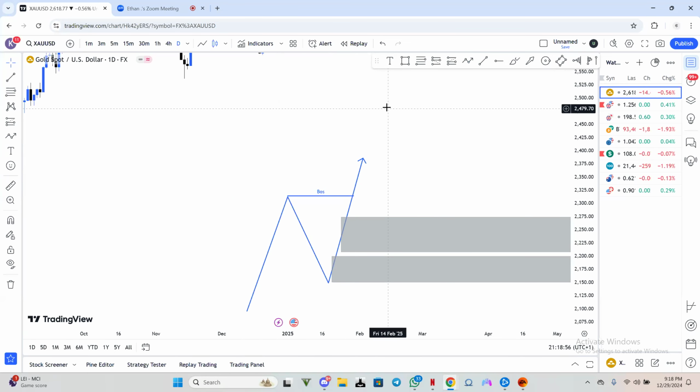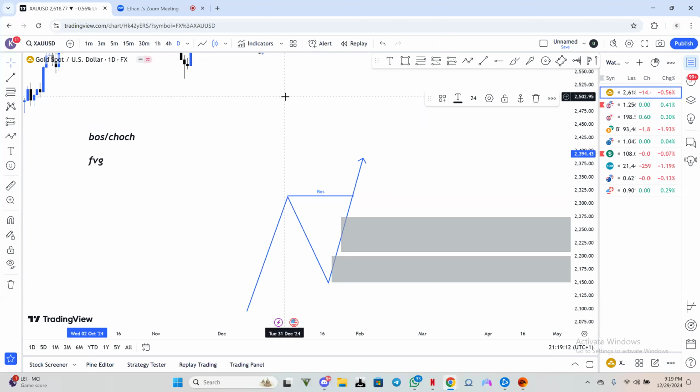So the first criteria I said is a break of structure. You can either have a break of structure or a change of character. If price action breaks structure or it changes character, whichever one. The second criteria is you need to have your fair value gap. Now the third one is it must not be mitigated. It must be unmitigated.